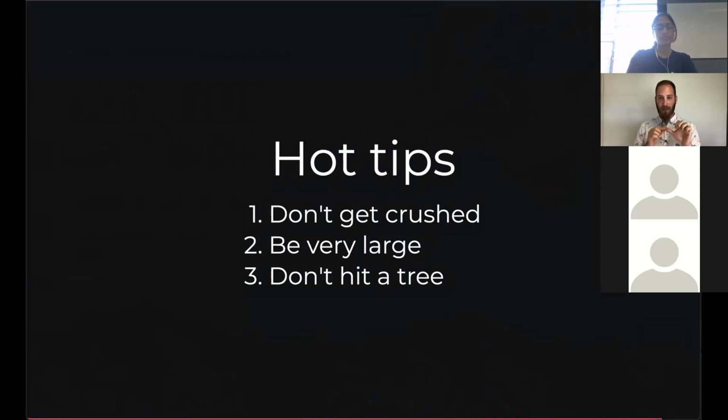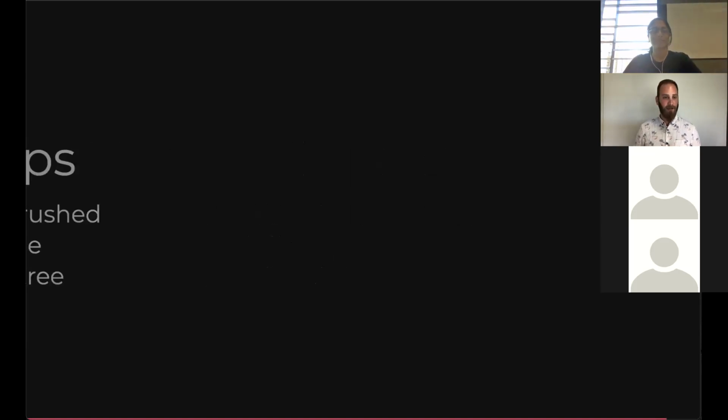The first step would be to not get crushed. That generally means being at the top. And to be at the top, you want to be very large. And the final piece of advice would be to never hit a tree. That's the number one way to die in a snow avalanche.